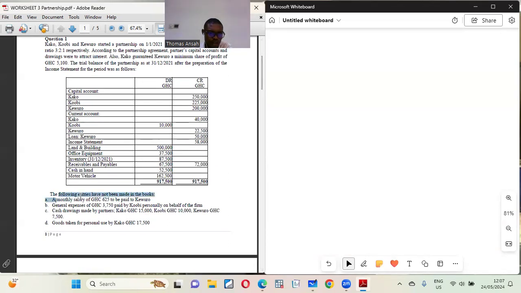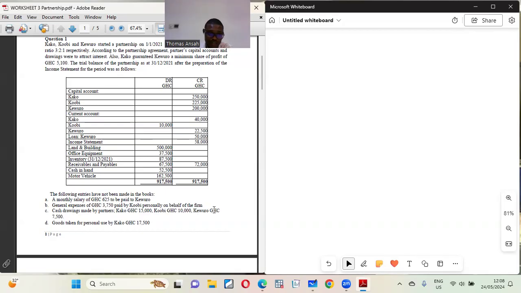So we said that monthly salary is to be paid to Kero. So this is not a salary to an employee. This is a salary to the partner. If it's a salary to an employee, where do you treat it? Yes, the profit or loss, all right? Then general expenses of 3,750 to be paid by Kobe personally on behalf of the firm. So he made some expenses personally, on behalf of the partnership. Remember that. Then we have cash drawings made by the partner. It's cash drawings, so not goods drawings.